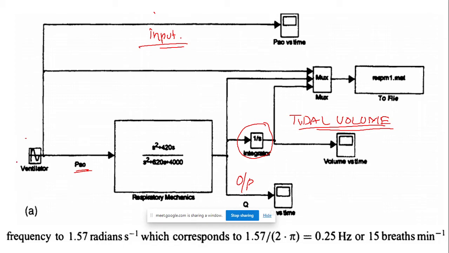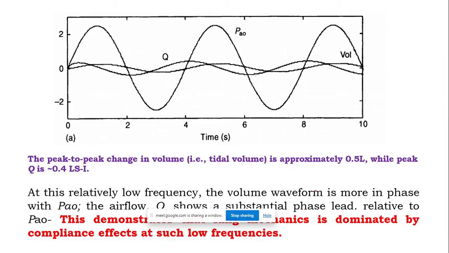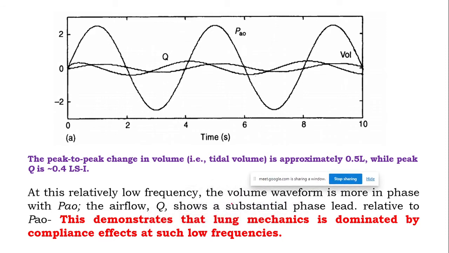I'm setting the ventilator input frequency as 1.57 radians per second. That corresponds to 0.25 hertz or 15 breaths per minute, which is the average respiration rate. The average respiration rate of human beings is 15 to 20 breaths, so I'm giving 15 breaths per minute. This is the response you are actually getting for the system. This is your PAO, here you're getting the Q, and this is your volume.